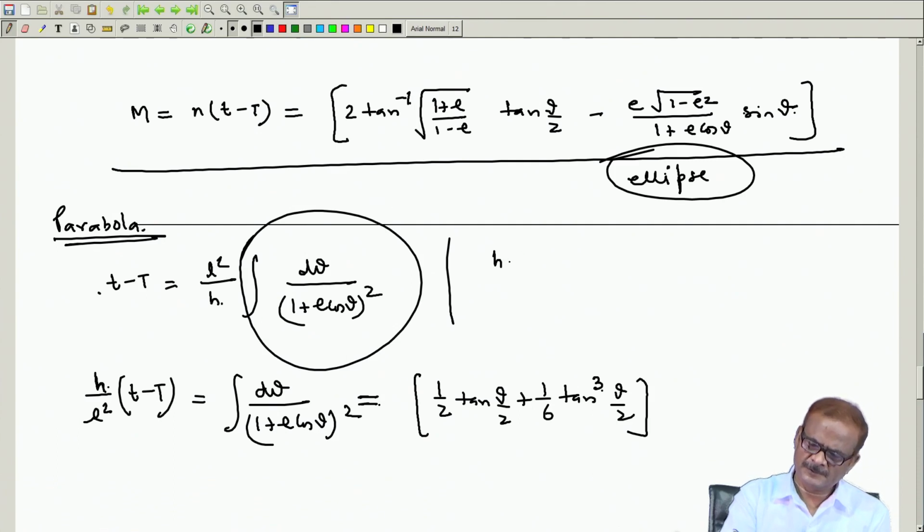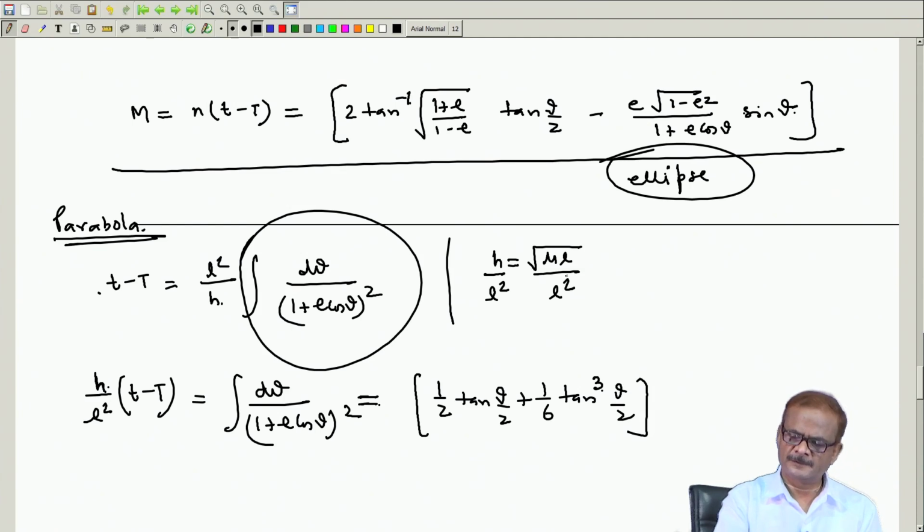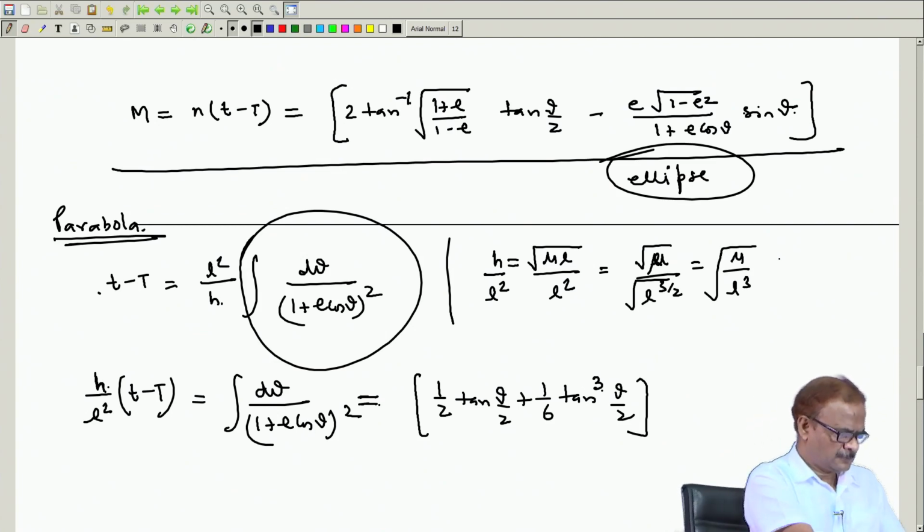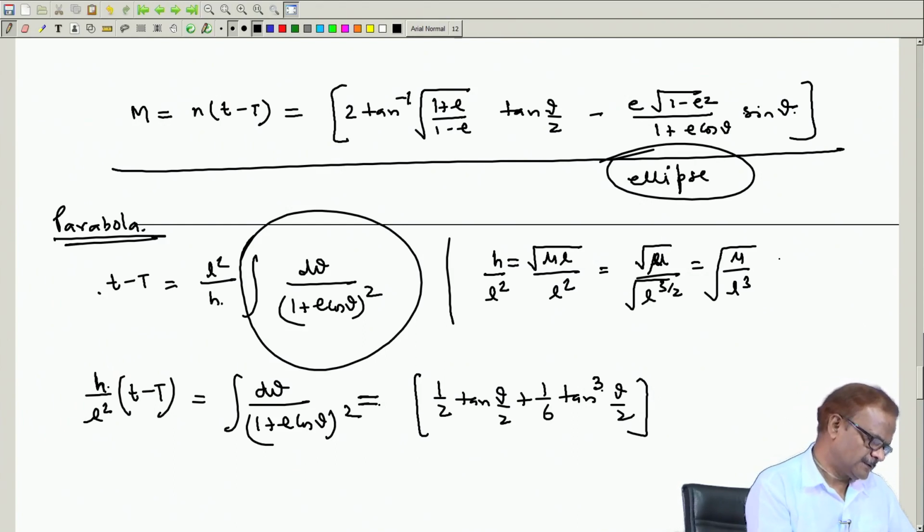And obviously, the way we want to express h equal to mu times L under root, and therefore, this will be divided by L square here. So, this becomes mu under root divided by L to the power, and perhaps we have obtained the same equation using the normal integration process earlier. I will just check once.